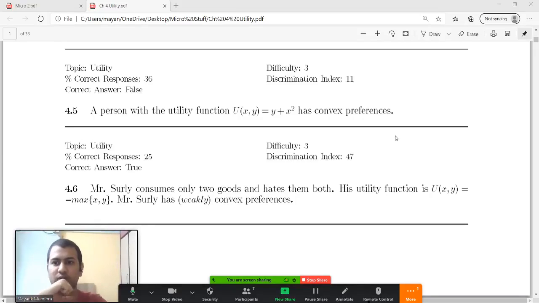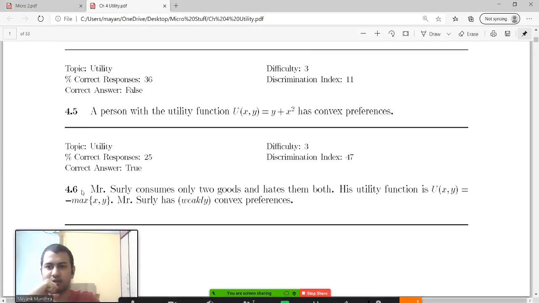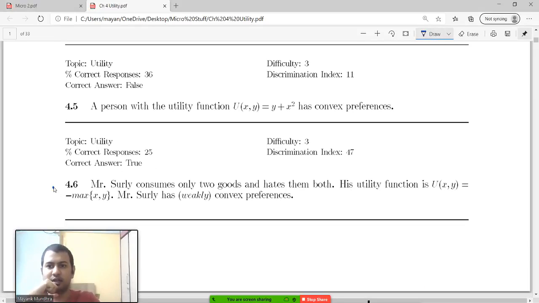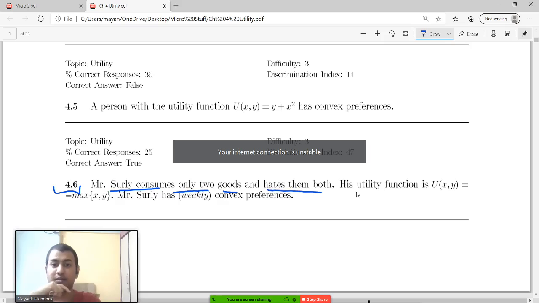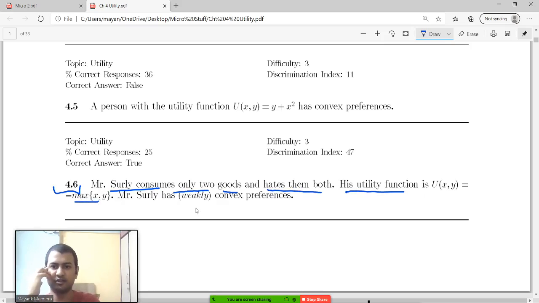Okay, true false question number 6. Mr. Surly consumes only two goods and hates them both. His utility function is minus max of x comma y. Mr. Surly has weakly convex preferences. Let's draw the utility function indifference curves and check it.